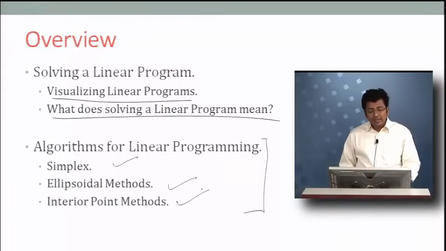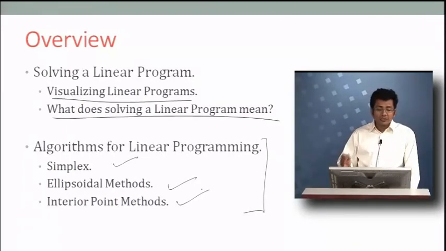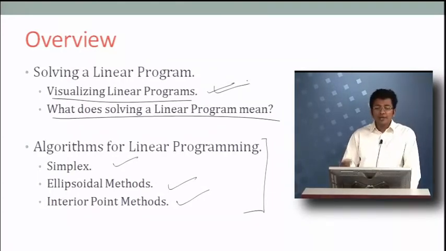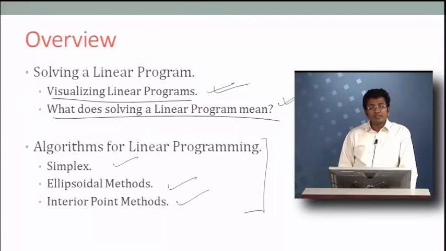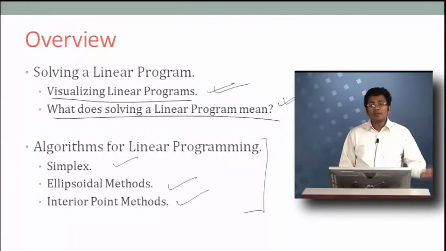So that's going to be the purpose of this segment, and we are going to start in the very next video to look at what linear programs look like, in some more detail, and what solving a linear programming problem means. Once these two concepts have sunk in, we are in good shape to start considering algorithms for linear programs.